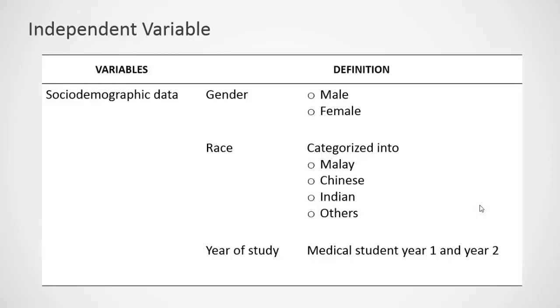Socio-demographic data is divided into three: gender, race, and year of study. Race is categorized into Malay, Chinese, Indian, and others. For year of study, medical students of year 1 and year 2 are selected.